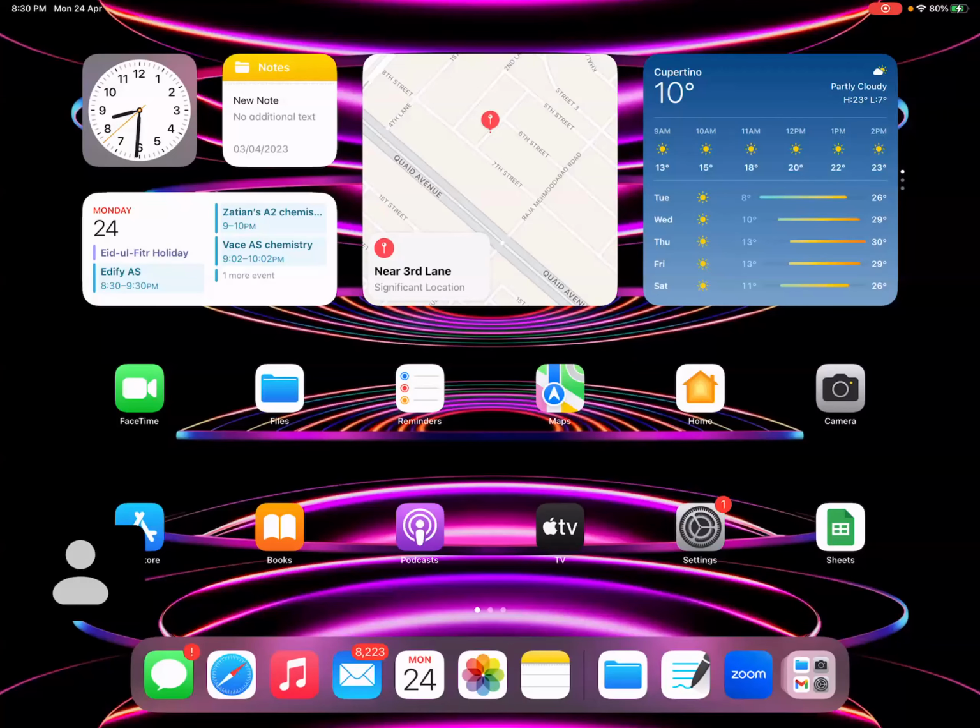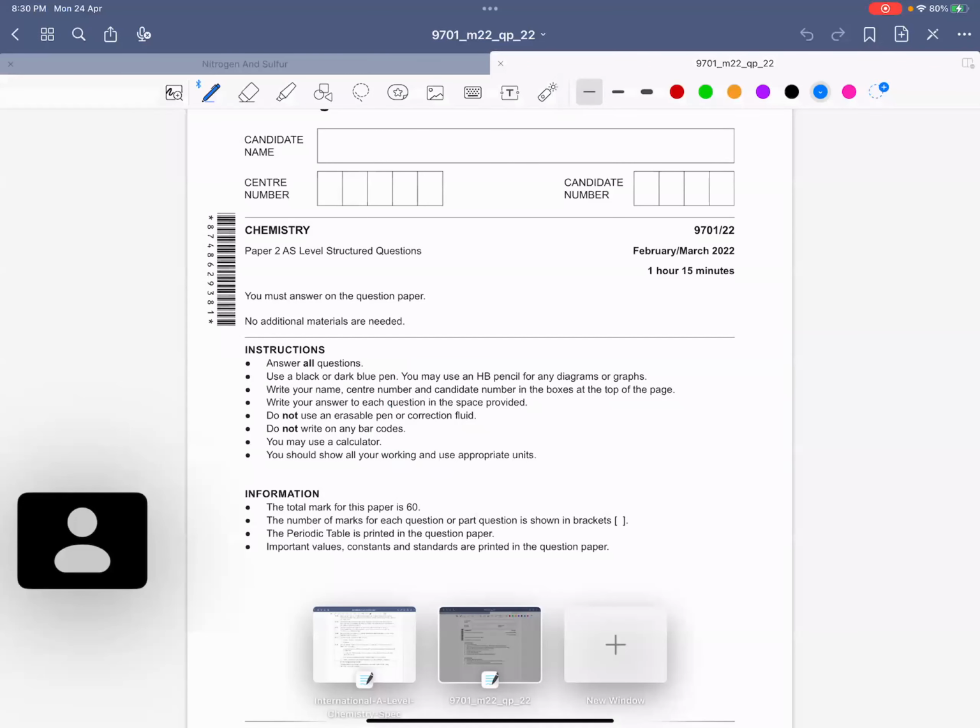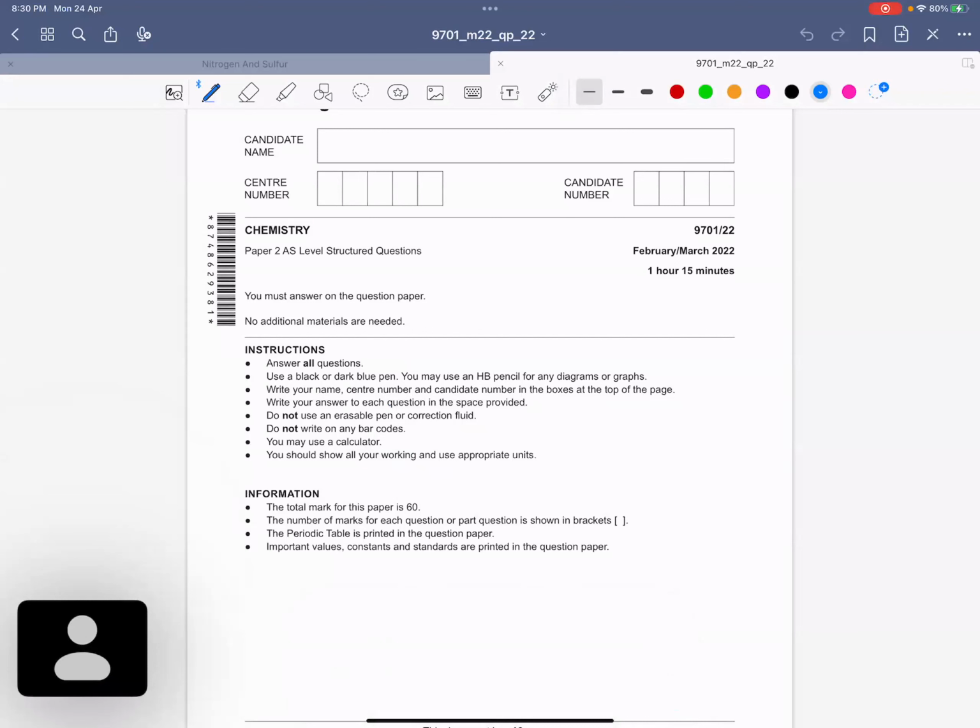So we are going to start February-March 2020, paper 2-2.